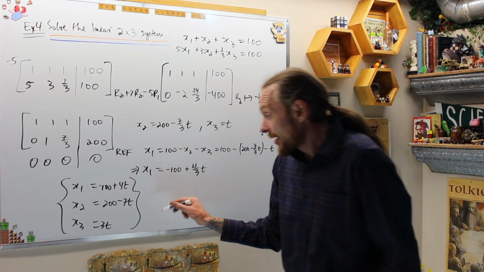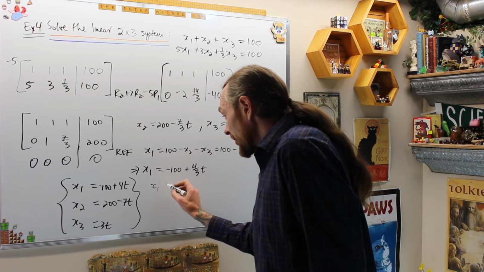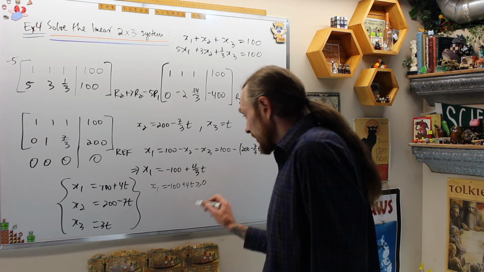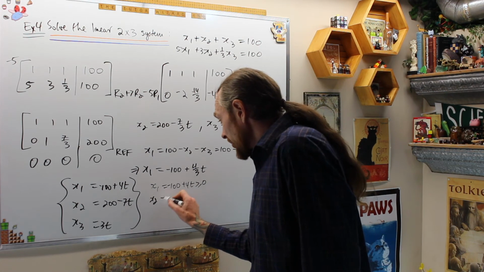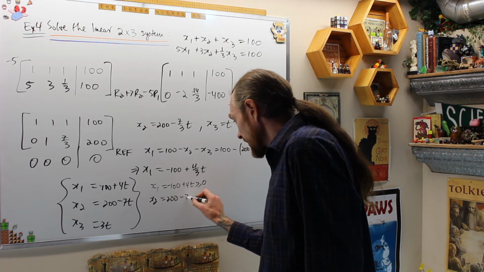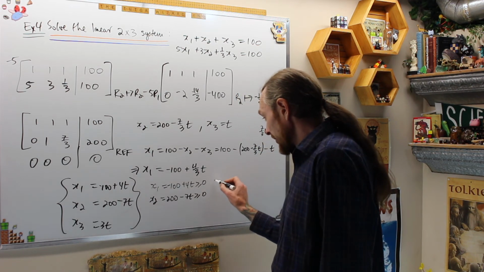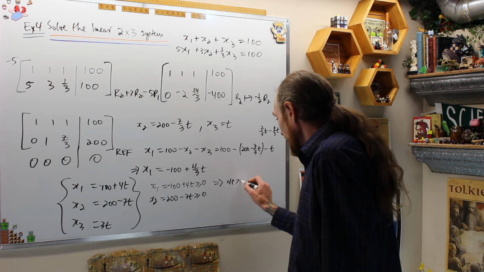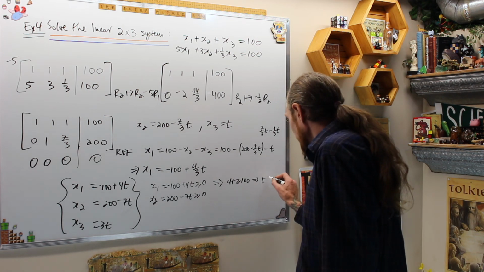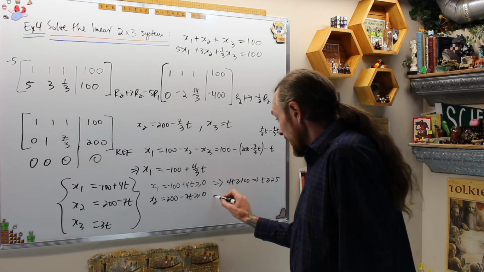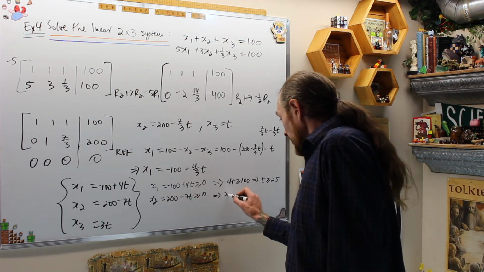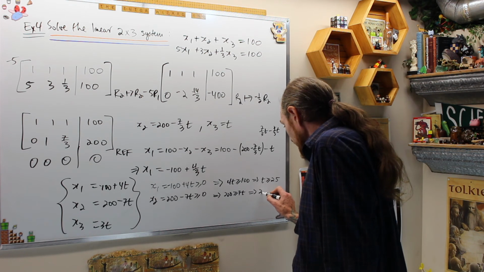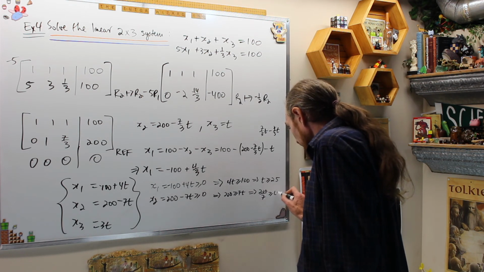And then what we can do is find all the positive solutions. We have two conditions here. What we need is x1, which is negative 100 plus 4t, has to be greater than or equal to 0. And x2, which is 200 minus 7t, has to be greater than or equal to 0. This inequality gives me immediately that 4t is greater than or equal to 100, or t is greater than or equal to 25. And this one says that 200 is greater than or equal to 7t, so 200 over 7 is greater than or equal to t.